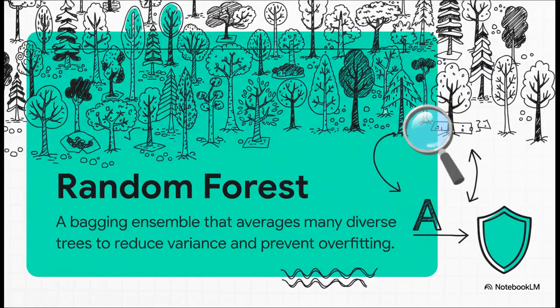Random forest is probably the most famous example of bagging, and for good reason. It builds hundreds of these decision trees, but there's a really clever twist. Each tree gets trained on a random little chunk of the data, and at every split, it's only allowed to look at a random handful of features. It's this dual randomness that's the magic sauce. It forces the trees to be different from each other. They're diverse, and so when you average out all their predictions, their individual mistakes tend to just cancel each other out. What you're left with is a super robust, low-variance model.